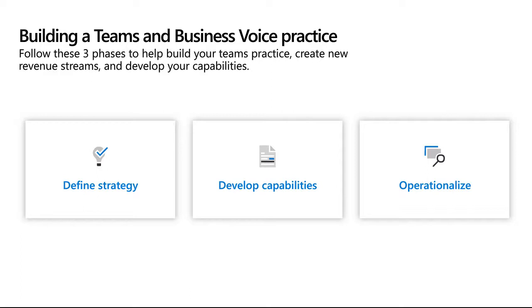We've invested heavily in the past in refining our guidance around how to build a successful practice, and we've created a large inventory of assets for partners to leverage. We're going to go over 3 simple steps to build a successful business voice practice: define strategy, develop capabilities, and optimization. Each step aligns to a series of partner assets you can leverage to build your practice, and links are embedded in the following slides.